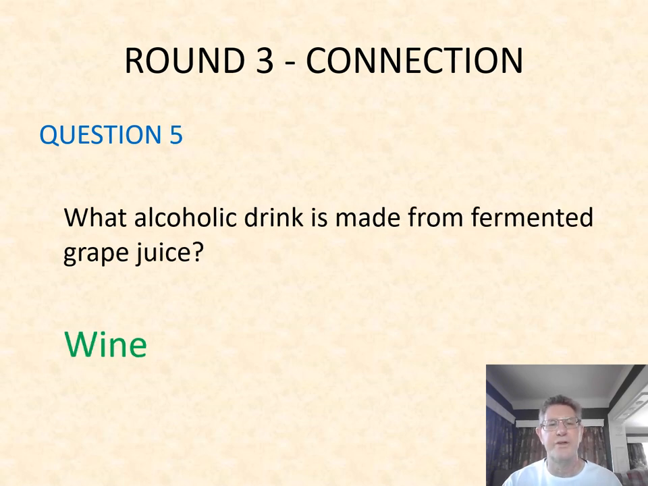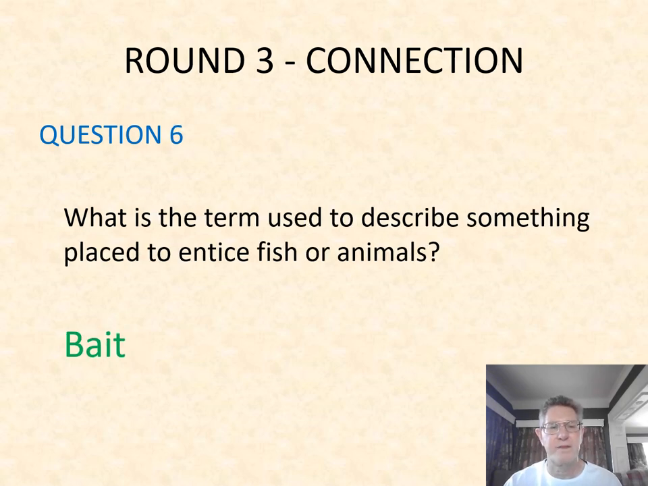Number five, what alcoholic drink is made from fermented grape juice? It is of course wine. Number six, what is the term used to describe something placed to entice fish or animals? It is bait. Bait on a hook for fish.